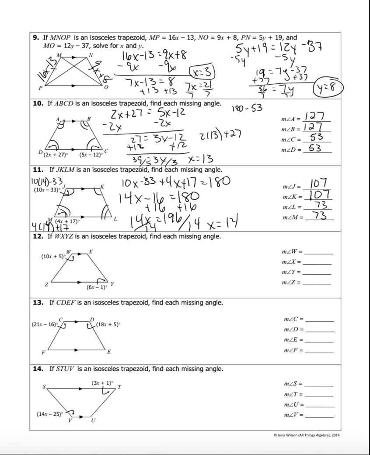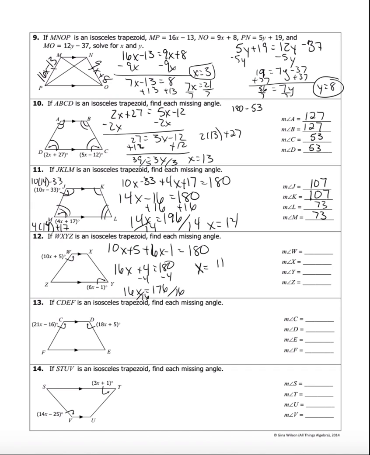Okay, now on number 12, these are the opposite angles. So opposite angles in an isosceles trapezoid are consecutive, are supplementary, so they add up to 180. 10x plus 5 plus 6x minus 1 equals 180. So that's 16x plus 4 equals 180. Subtract 4. 16x equals 176. Divide by 16, x equals 11.